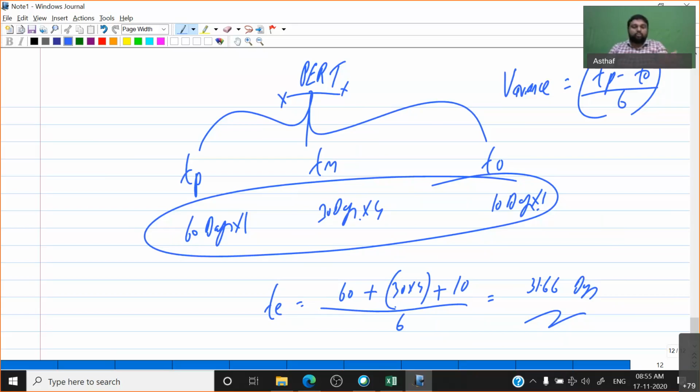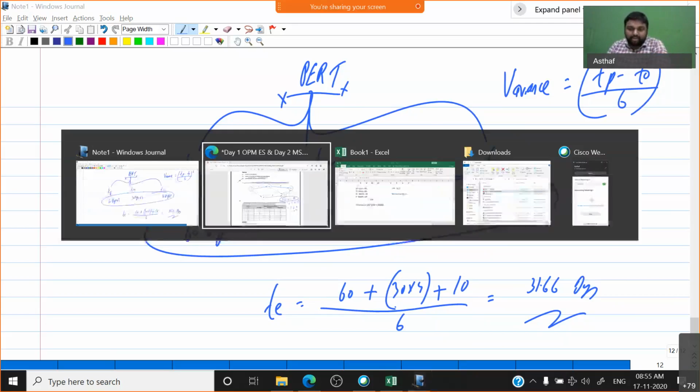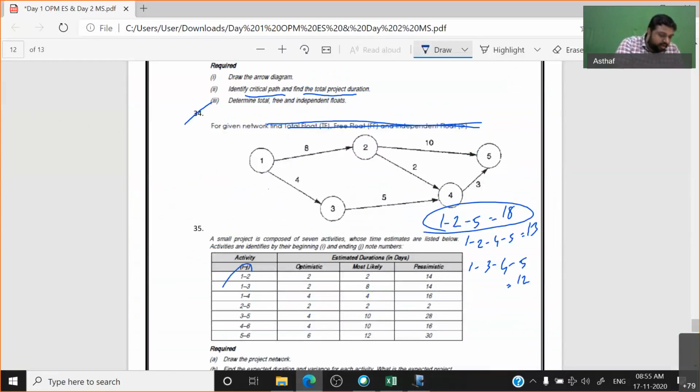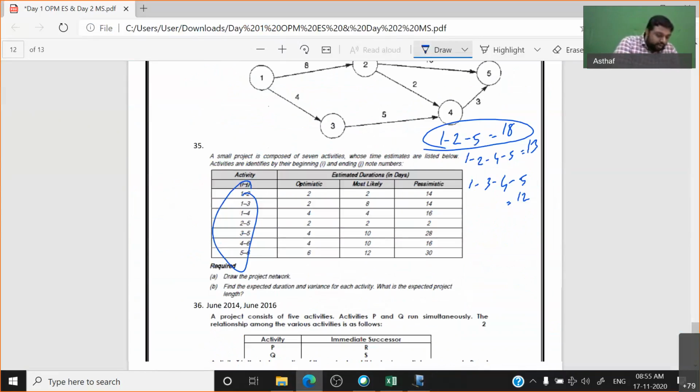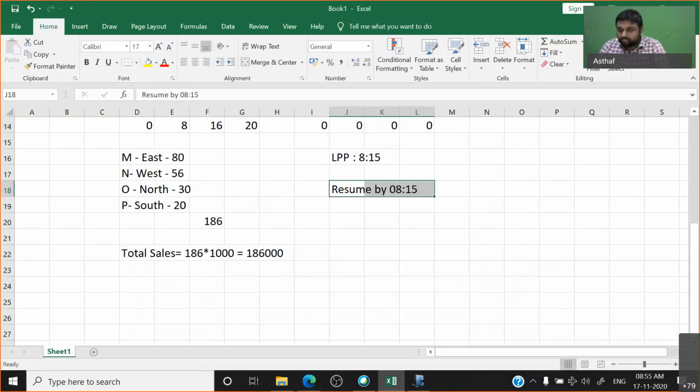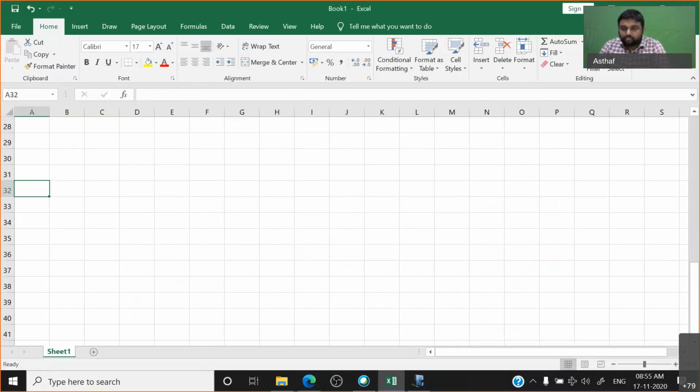So this is how you have to find out the time expected. Once you find the time expected, you put it in the drawing and then draw the network. The duration of each activity will be the expected time. For your benefit, I will just discuss 35 so that you will get more clarity. So how can we approach 35?